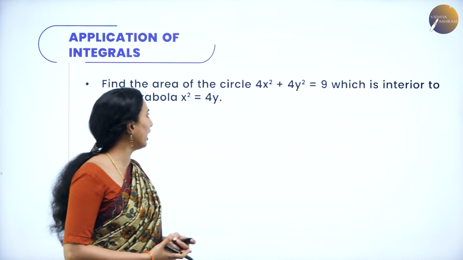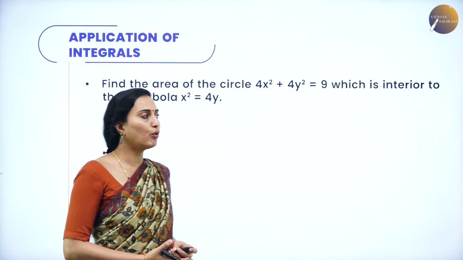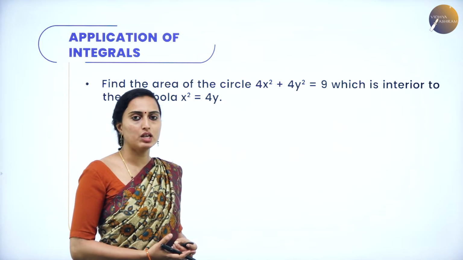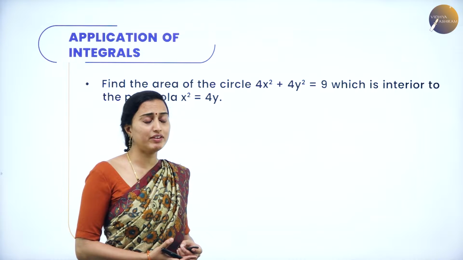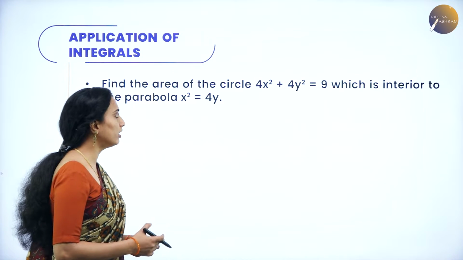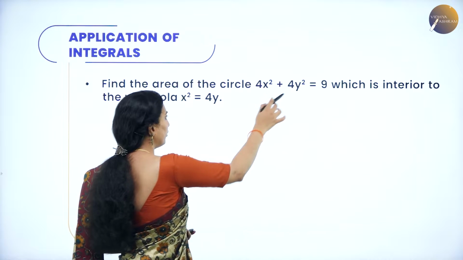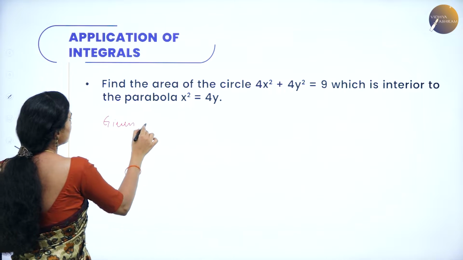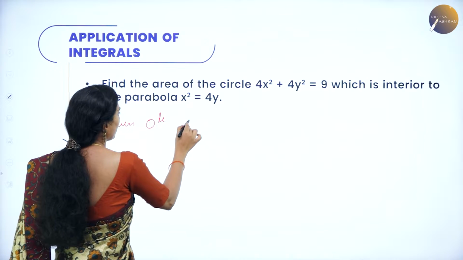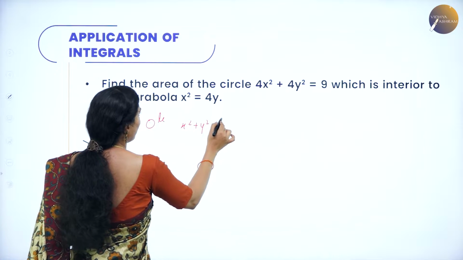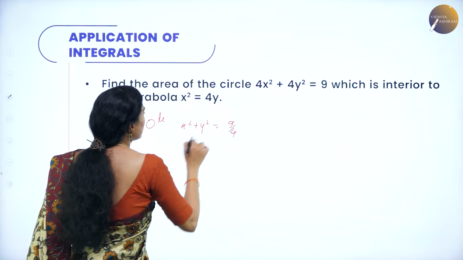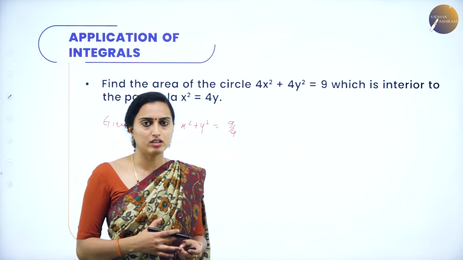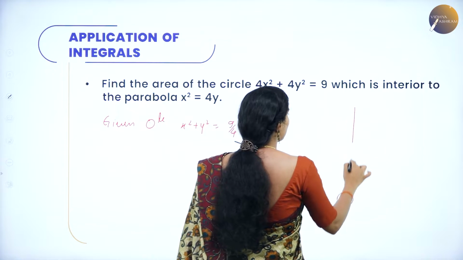What they have asked: find the area of the circle 4x squared plus 4y squared is equal to 9, which is interior to the parabola x squared is equal to 4y. So here they have given which is interior to the parabola. Given circle is x squared plus y squared; if you divide throughout by 4, it will be 9 by 4. This 9 by 4 can be written as 3 by 2 whole squared, where 3 by 2 is the radius of the circle. So let us draw that circle.